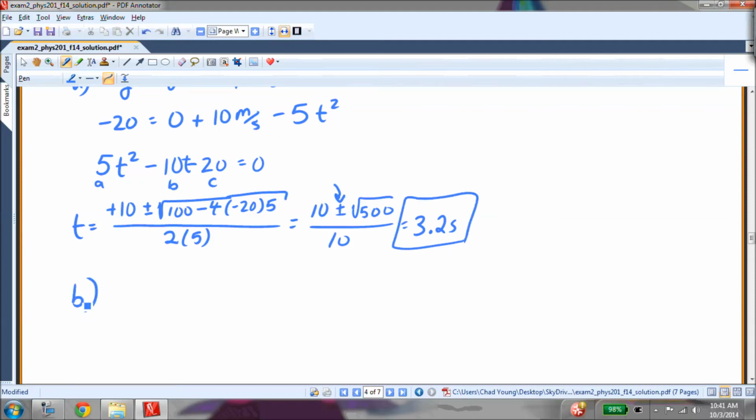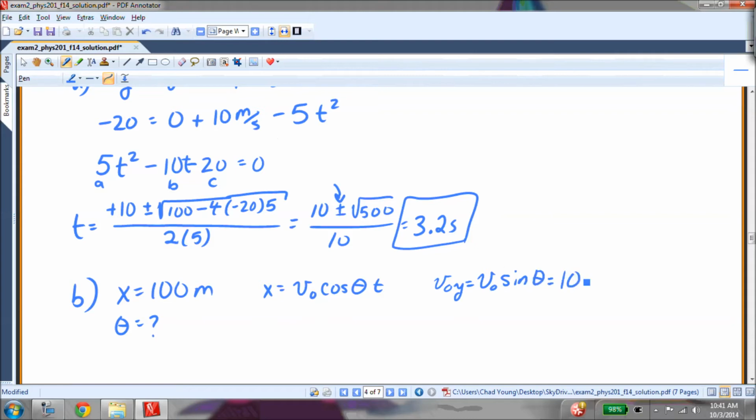In part B, I want to know if x is equal to 100 meters, what is the angle? All right, well, I know that x is equal to v naught x t. That is v naught cosine theta t. All right. I also know that v naught y is equal to v naught sine of theta, and that's equal to 10 meters per second. All right, so I have this equation and this equation, and I have two unknowns in each. I have v naught, and I have theta. So I'm going to solve that by a system of equations.